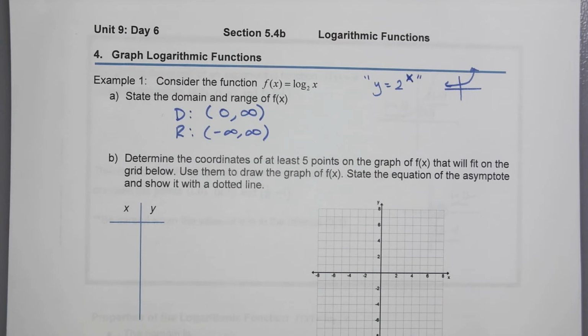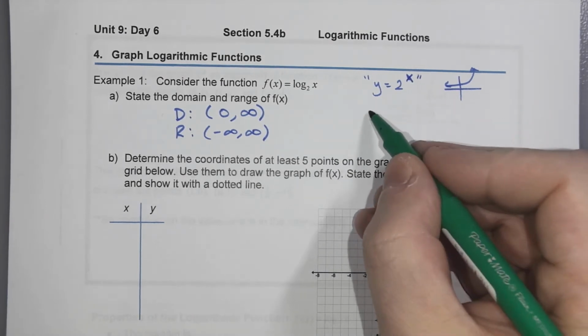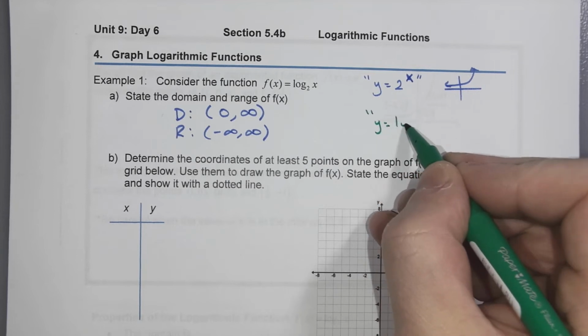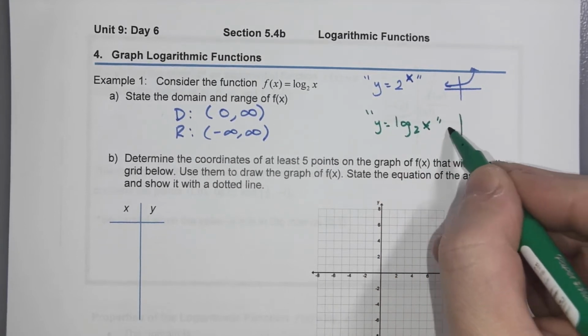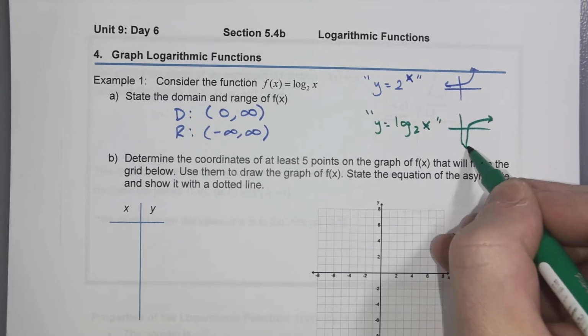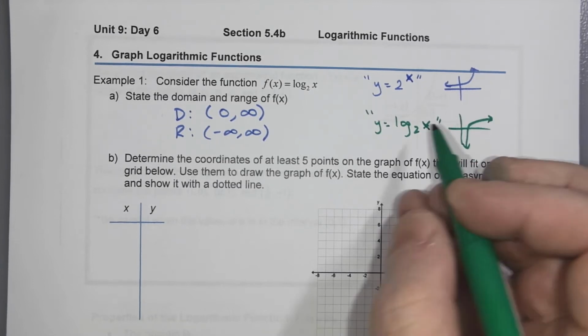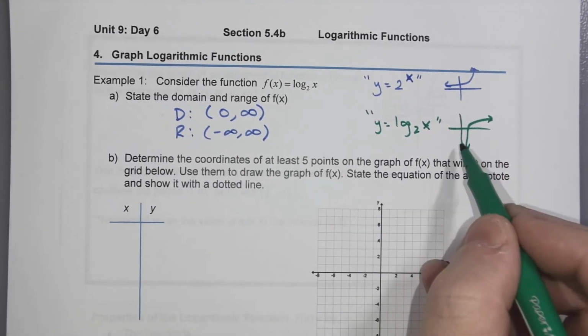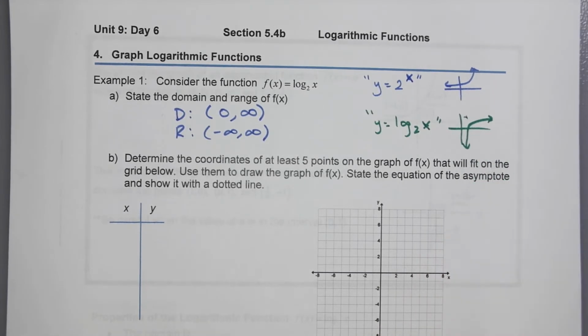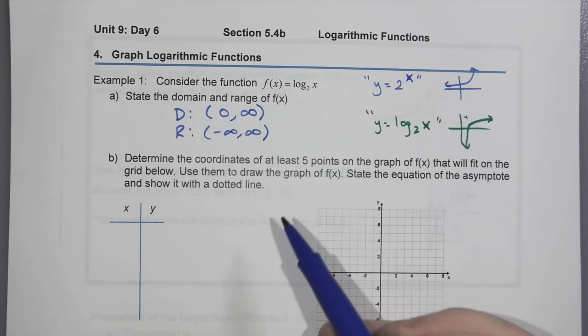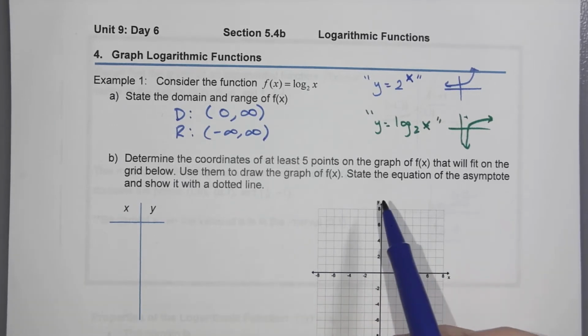The more mathematically mature you become, the less you think of y equals 2 to the x, and the more you start thinking of what y equals log base 2 of x actually itself looks like. Because then you can see that its range is negative infinity to infinity, and its domain is only positives, from 0 to infinity.